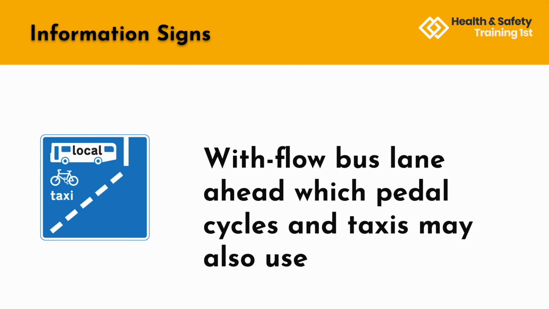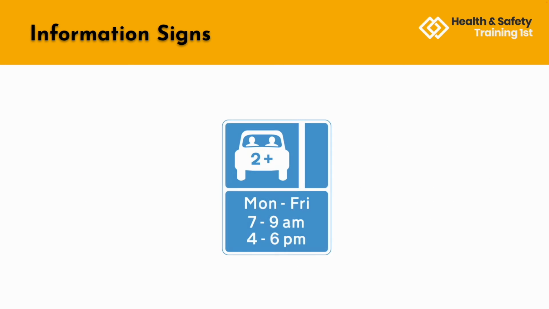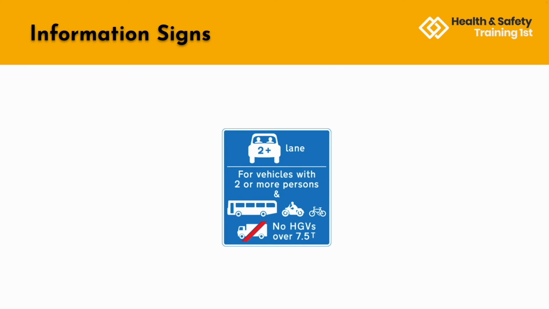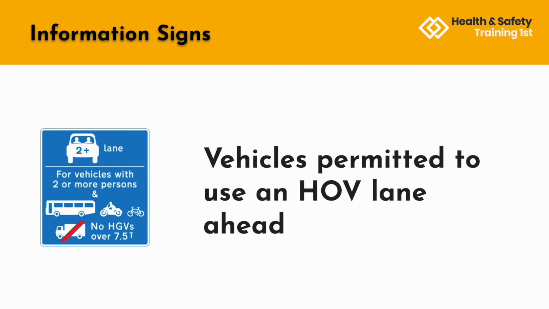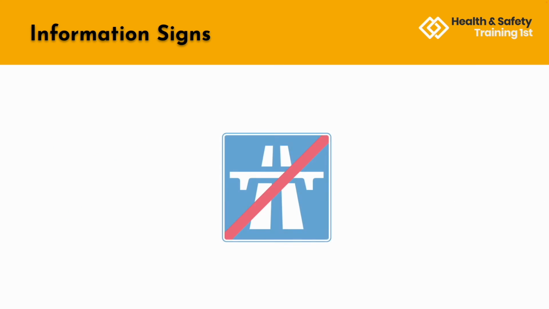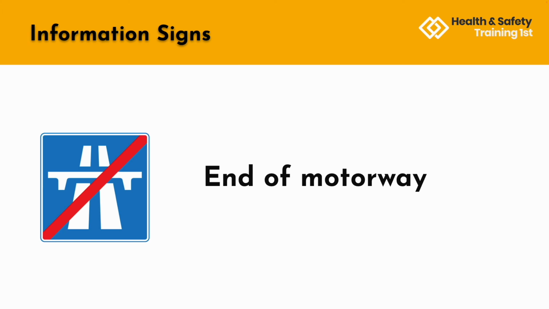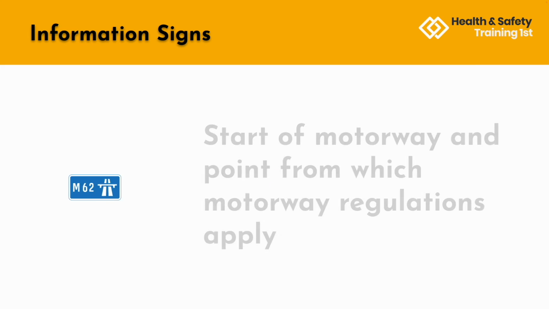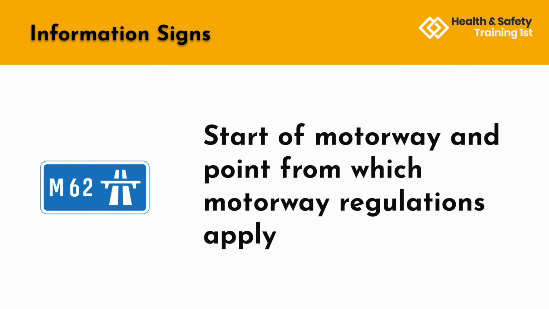With flow bus lane ahead which pedal cycles and taxis may also use. Lane designated for use by high occupancy vehicles. Vehicles permitted to use a high occupancy vehicle lane ahead. End of motorway. Start of motorway and point from which motorway regulations apply.